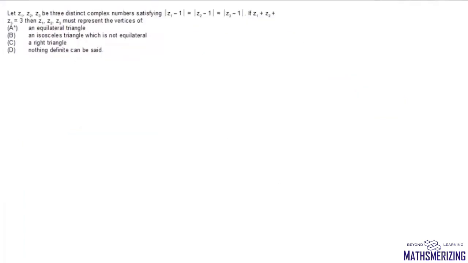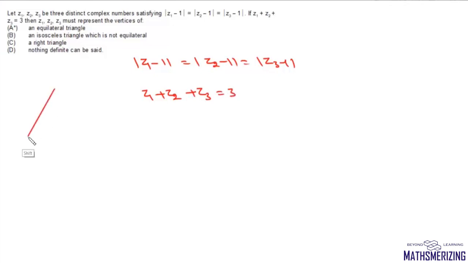Now here the question is, let Z1, Z2, Z3 be three distinct complex numbers satisfying mod of Z1 minus 1 equals mod of Z2 minus 1 equals mod of Z3 minus 1, and we are also given that Z1 plus Z2 plus Z3 is equal to 3. Now this triangle must be which of the following? Now we have this triangle ABC and the vertices are Z1, Z2 and Z3.